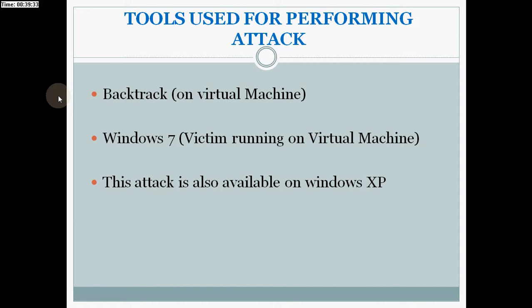Now the systems used for performing the attack are Backtrack and a Windows 7 victim running on a virtual machine. This attack is also available on Windows XP. I can say that this type of attack is available on Windows NT, which covers Windows XP, Vista, Ultimate, and all of the Windows versions available up till now. I didn't try this attack on Windows 8, and I don't know what happens there. I will perform this attack on Windows 8 in the next videos.